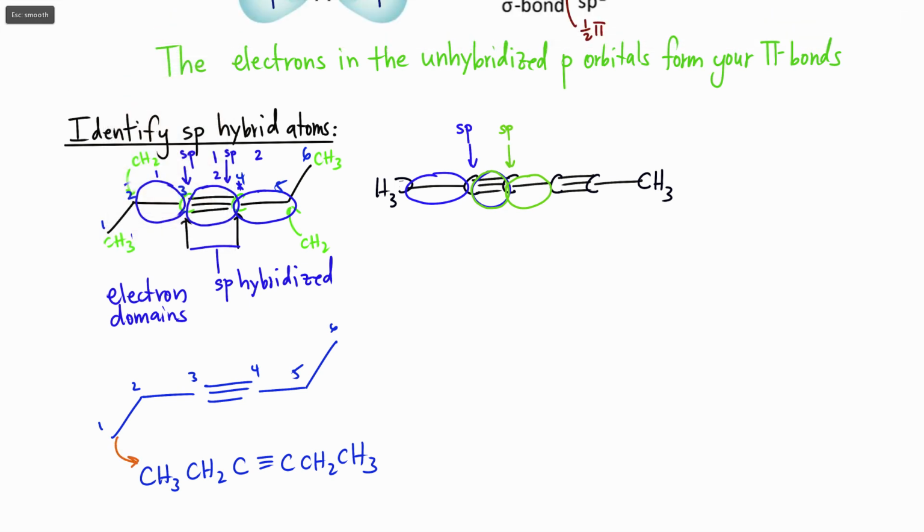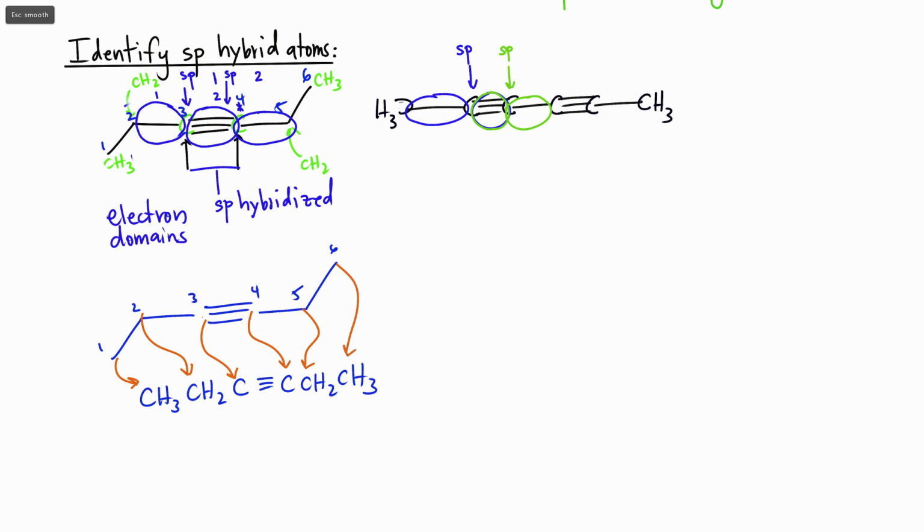All right, so this represents that, this represents that carbon, that represents that carbon, that represents that CH2, that represents that CH3. Okay, so this right here is our condensed formula.